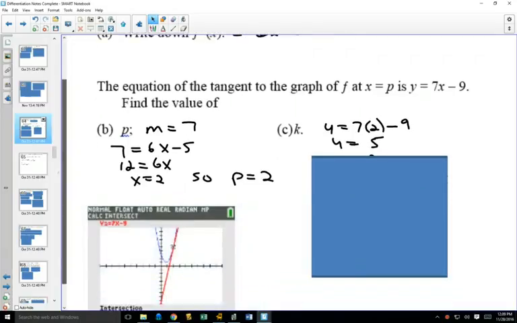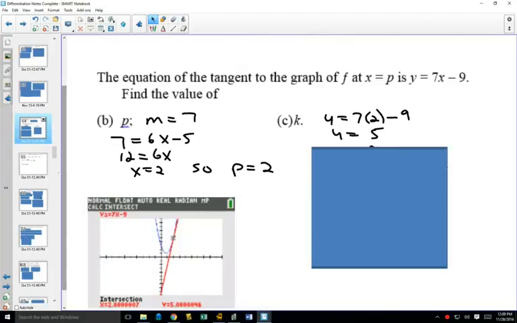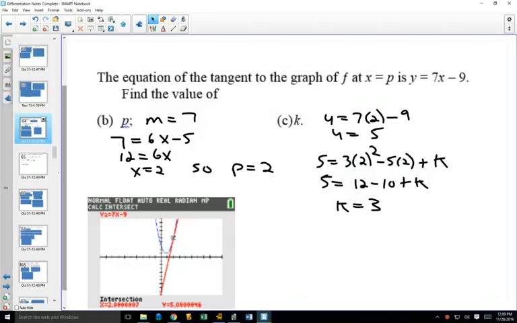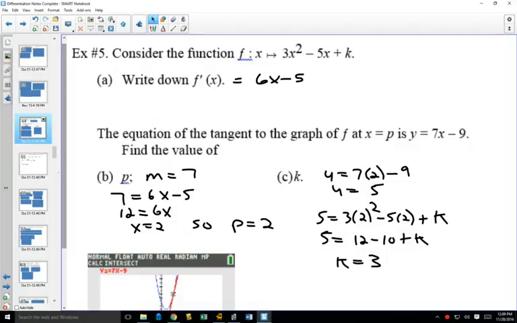If we look at a picture of this, that's just showing that tangent line on that curve. Then for finding the value of k, you know that when x is 2 on your tangent line, that y has to equal 5. So now we know that the point where the tangent is on the curve is at the point (2, 5). And we can go back to our original equation, plug in 5 for our y value and 2 for our x value, and then solve and find out that k is 3.